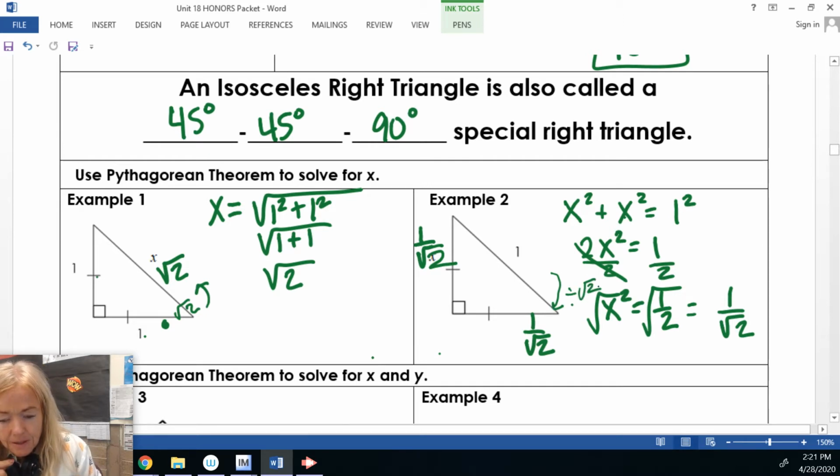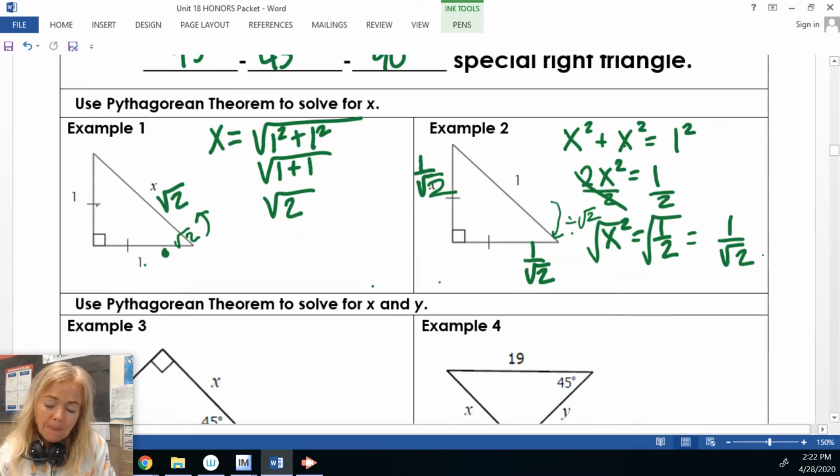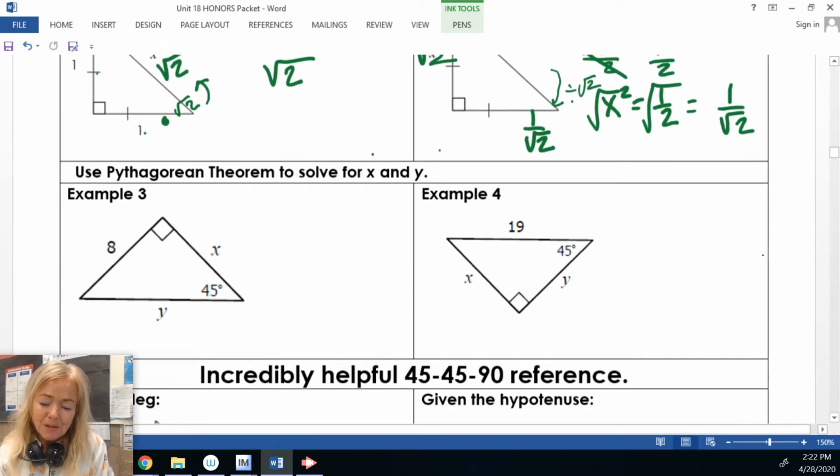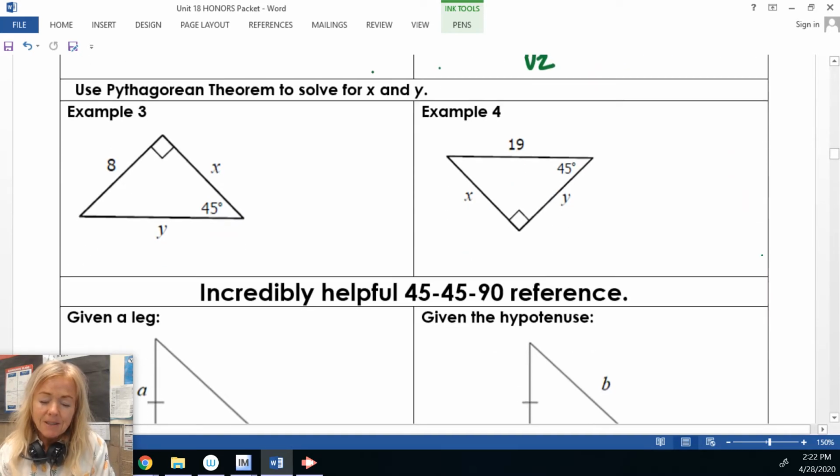Now is that odd or what? So that's why it's a special right triangle. An isosceles right triangle is a special right triangle. It's because, well, let's do a few more and then we're going to see. But I just wanted to point out, if the sides are 1, we multiply by radical 2 to get the hypotenuse. If the hypotenuse is 1, we divide by radical 2 to get back to the side. Now let's check this out.